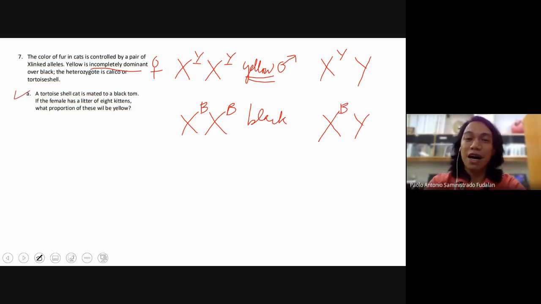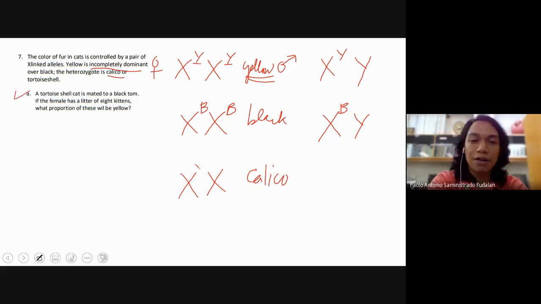All right. And what about the heterozygote condition? We call it the calico or the tortoise shell. These are the cats with many colors mixed together, no? So let's just call it a calico for this. What will be the female's genotype if it's calico? Y and B, sir. All right. So Y and B paired together. Is it possible for a male to be calico?